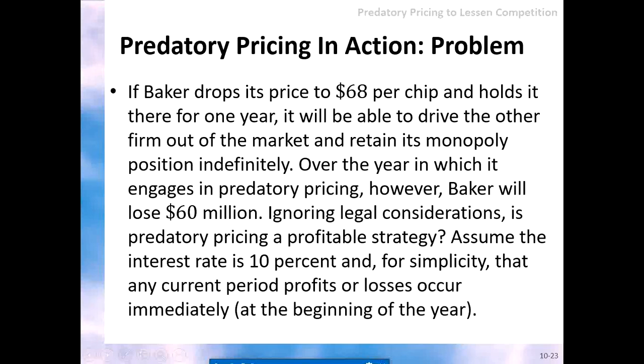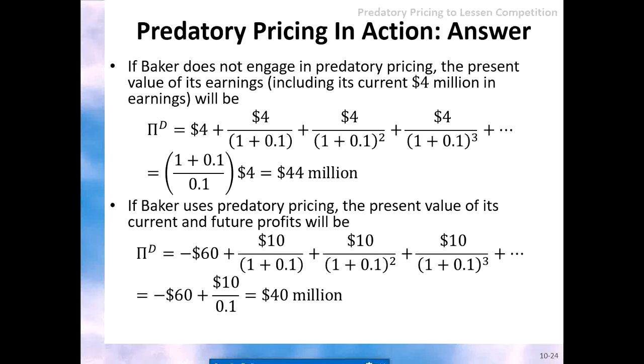Ignoring legal considerations, is predatory pricing a profitable strategy? Assume the interest rate is 10% and, for simplicity, that any current period profits or losses occur immediately. To answer that, we have this formula. If Baker does not engage in predatory pricing, the present value of its earnings is 4 plus 4 divided by 1 plus 0.1, plus 4 divided by 1 plus 0.1 squared, and so on, which equals 1 plus 0.1 divided by 0.1 times 4, and we have 44 million.